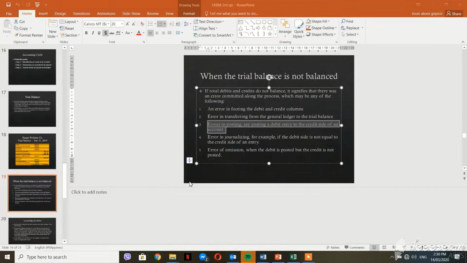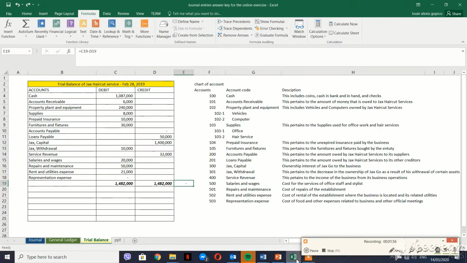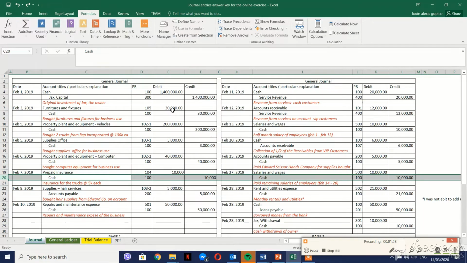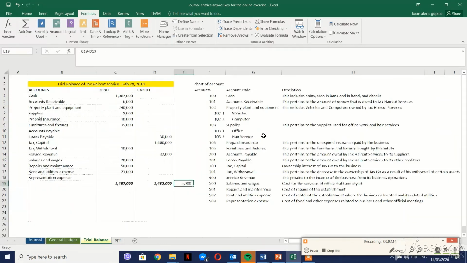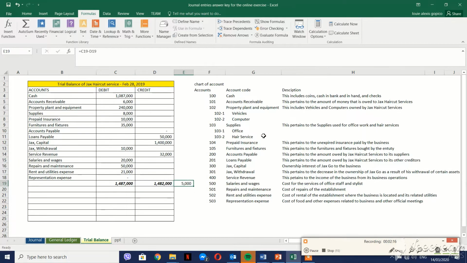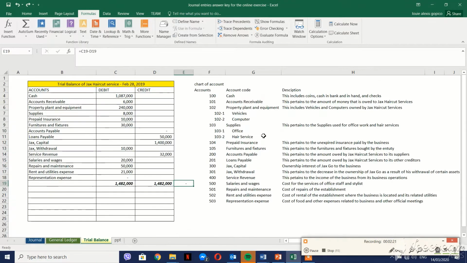So, what else? Error in journalizing. For example, if the debit side is not equal to the credit side. I'll go back here to our journal entry. For example, my furniture and fixtures is supposed to be 30,000, but I recorded it as 35,000. So if you look at the trial balance, there's a difference of 5,000 pesos. Those are examples of the causes of why the trial balance will not be equal.